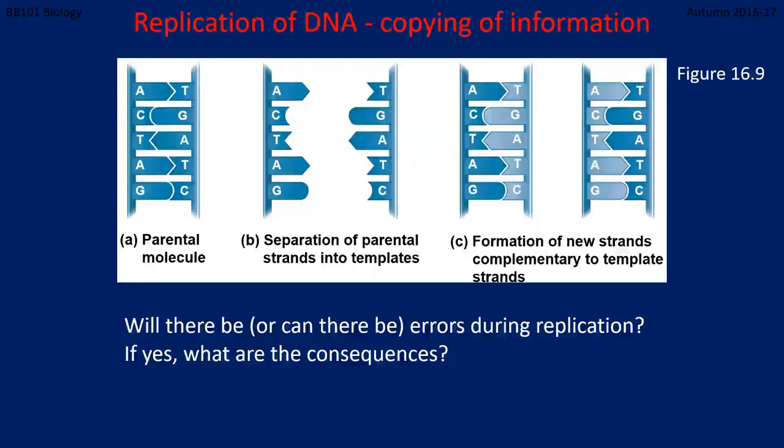Now, we have discussed last lecture that DNA is very specific in terms of copying. So you have these two parental strands, and the parental strands separate into templates. In the next generation of the cycle, a new strand is formed using the template strand, and the new strand will be complementary to the template strand.